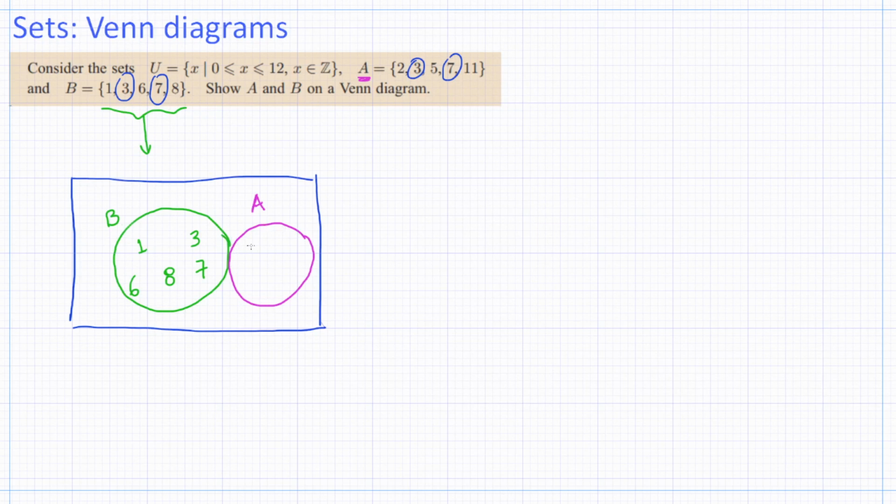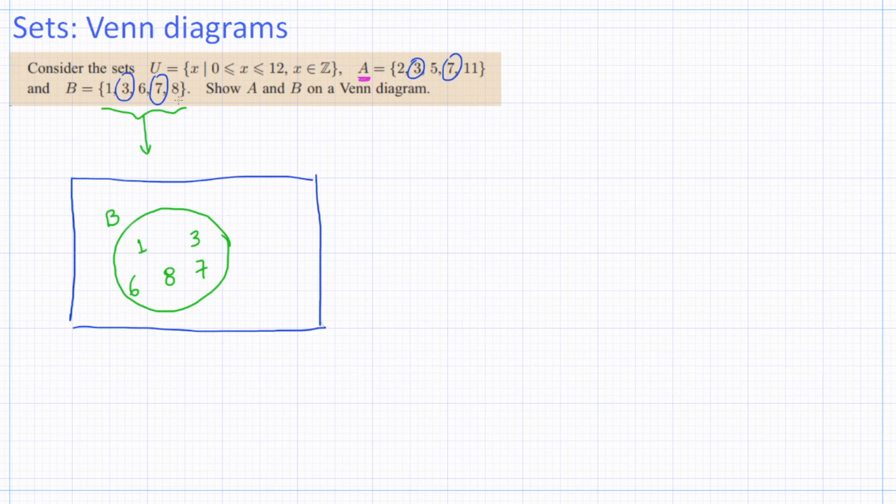If I were just putting A here, I would have 2, 3, 5, 7, and 11. But if you notice, look, I'm going to have 2 3s inside of my universal set. Aren't those the same thing? And 2 7s, aren't those the same thing as well? So those numbers, they're actually shared between those two sets. So we're going to do something slightly different.